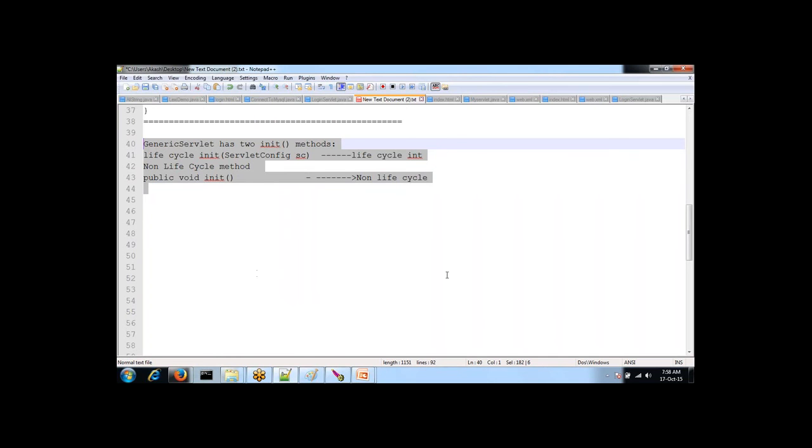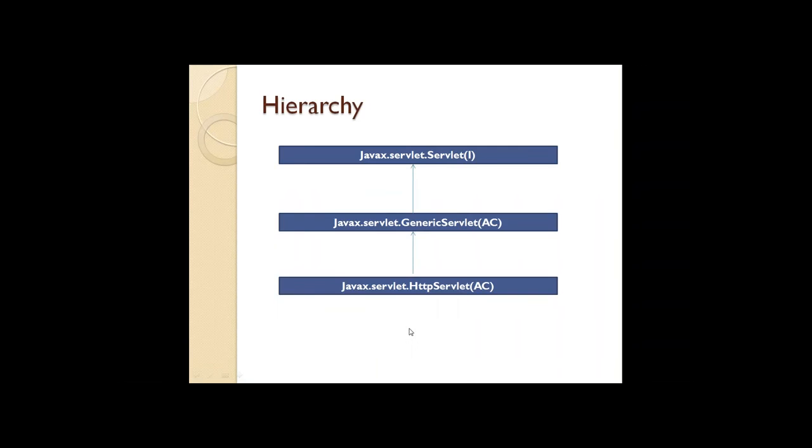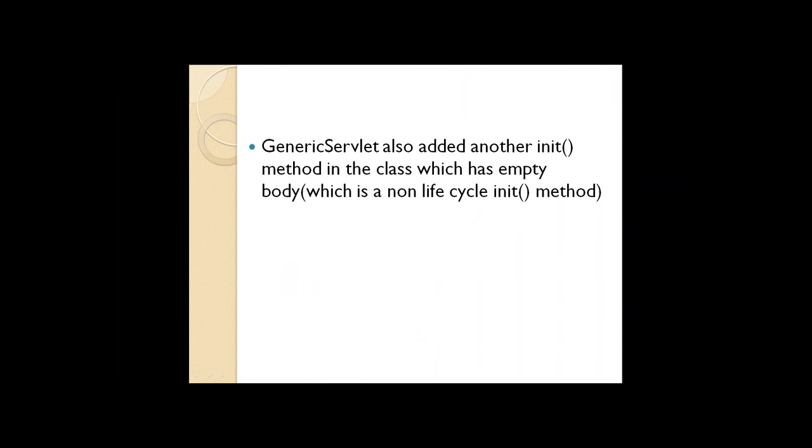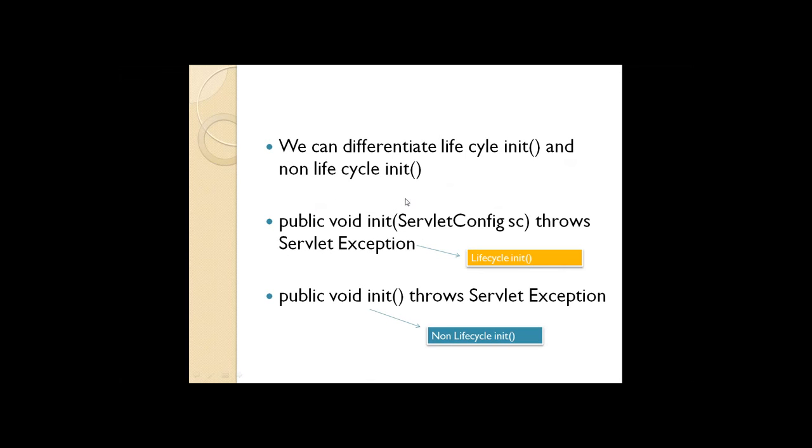Yes. Okay, going ahead. So generic servlet also added another init method, that is non-lifecycle, which has an empty body. And whatever I have discussed, I have put in the slide. We can differentiate lifecycle init and non-lifecycle init. How? Public void init, if I have a parameter, that is servlet config, it is lifecycle init. If I don't have any parameter, it is non-lifecycle. See, why are two methods given? There might be some reason, right?